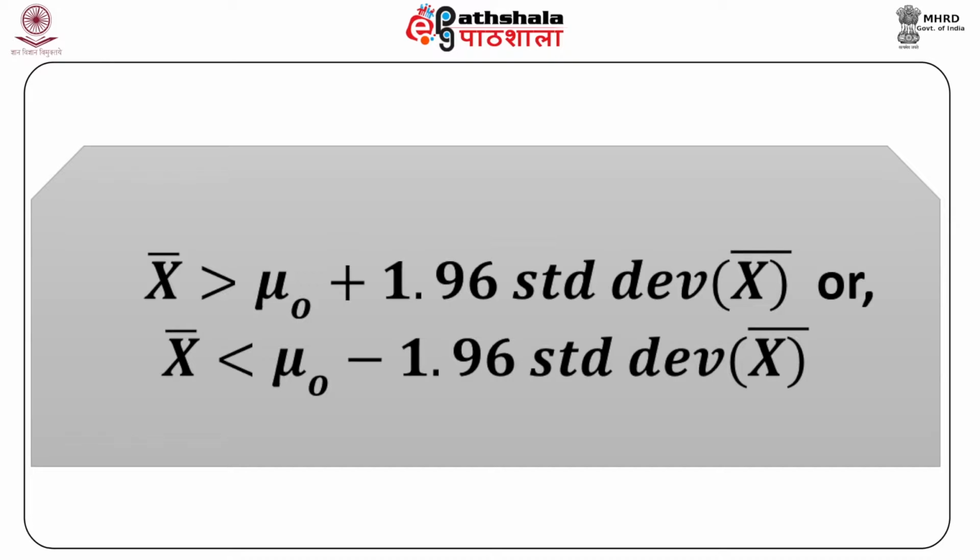So the figure suggests that the null would be rejected if x bar lies in the shaded area. That means if x bar is greater than mu 0 plus 1.96 standard deviation of x bar, or x bar is less than mu 0 minus 1.96 standard deviation of x bar, which basically means the same thing as I said earlier: if x bar lies in the areas of rejection in either the upper tail or the lower tail, then we reject the null hypothesis.